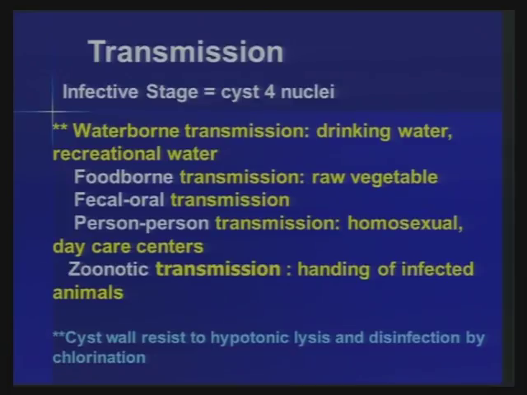So waterborne transmission is the main route, from drinking water, or foodborne by eating raw vegetables, or fecal-oral transmission if she plays with her friends or in the orphanage, with the orphans. So this is common, but waterborne is the most common. So I put 2 stars here, waterborne transmission.